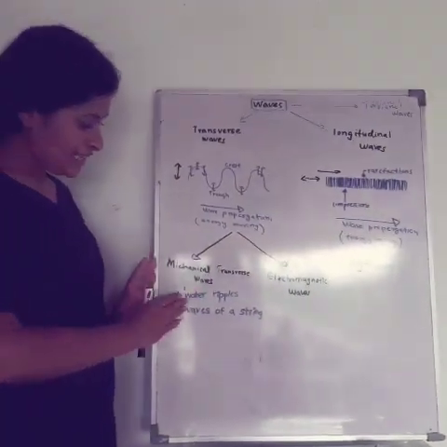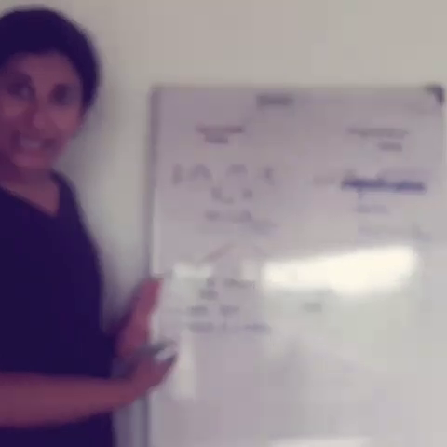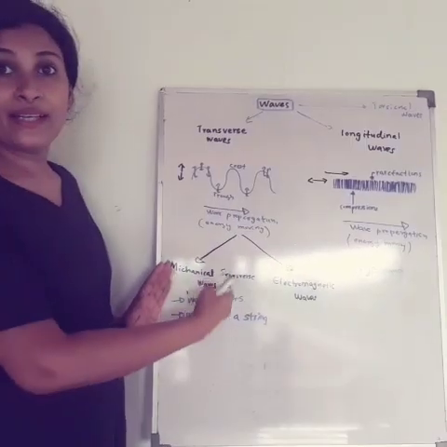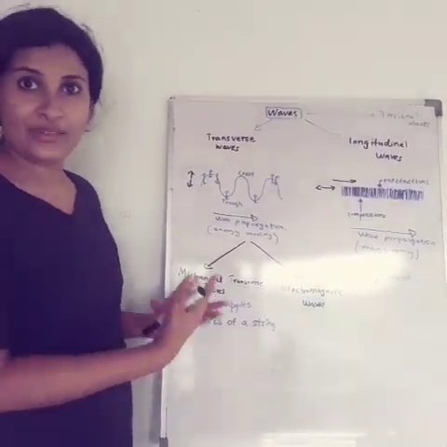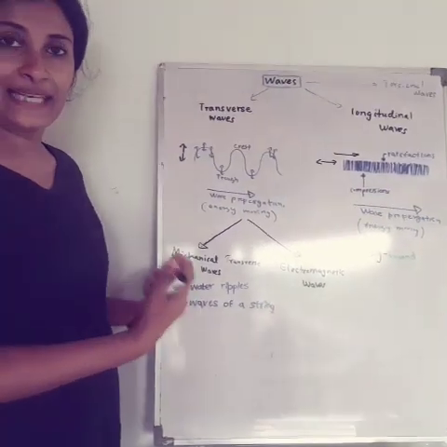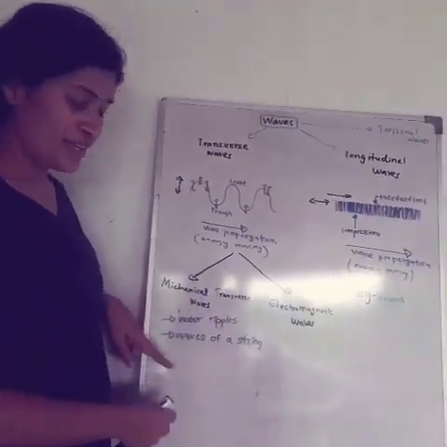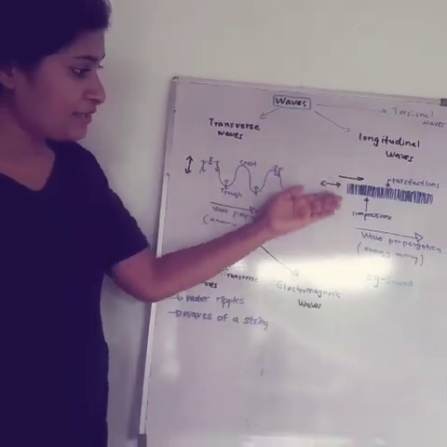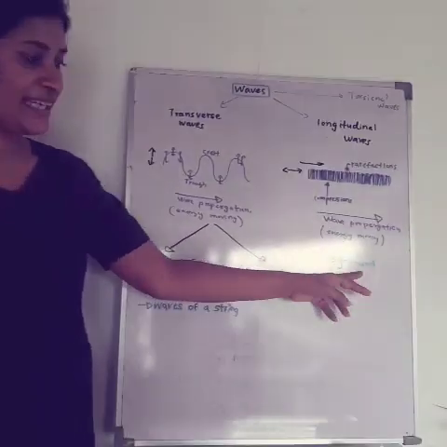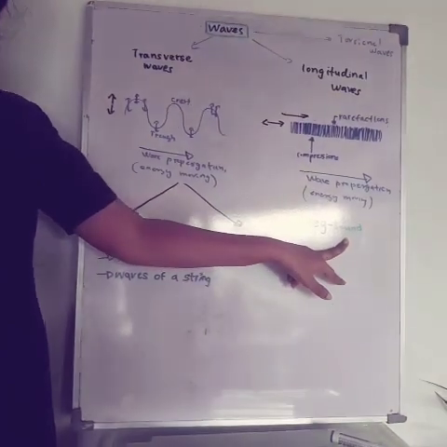And here, mechanical transverse waves occur with particles, that means related to particles, in solids, liquids, or gases. Examples are water ripples and waves on strings. And for longitudinal waves, as an example, we can give sound waves.